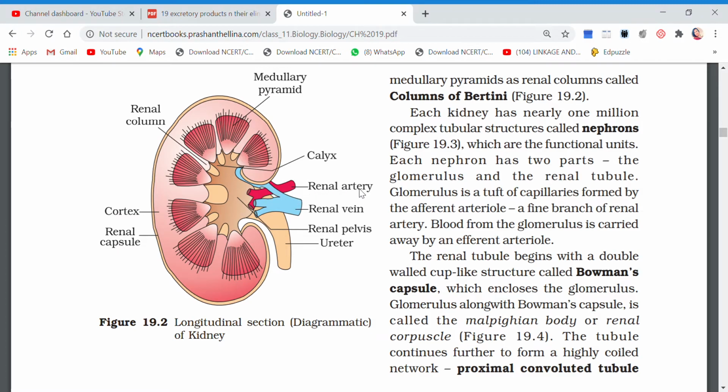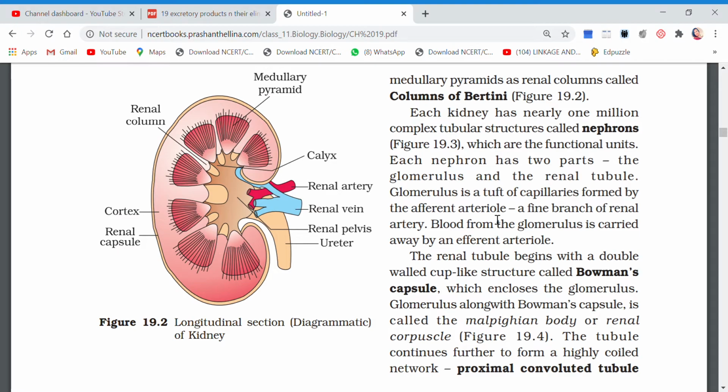So this renal artery will get divided and redivided into smaller tubules and will make a tuft of capillaries which are called afferent arteriole. So what is glomerulus? Glomerulus is a collection of capillaries. And how are these capillaries formed? These are formed by afferent arteriole. Now what is afferent arteriole? It is a branch of renal artery. I hope I am clear.